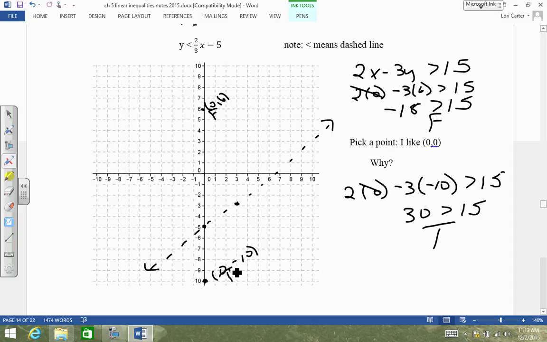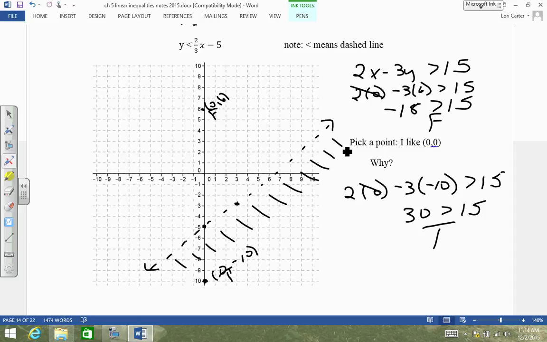And remember on our number line, I shade the true part, right? So we've got to shade this whole side. Shade it in. Okay, so what side of the line do we shade? The right side. The true side. See that? Good.